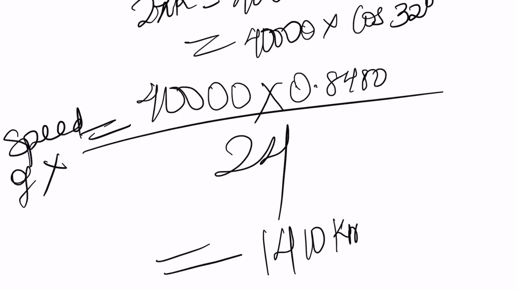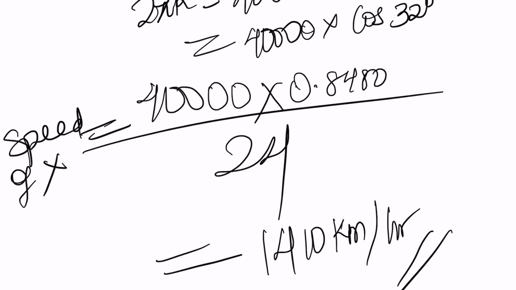So that is the speed of X due to the rotation of the Earth: 1,410 kilometers per hour.